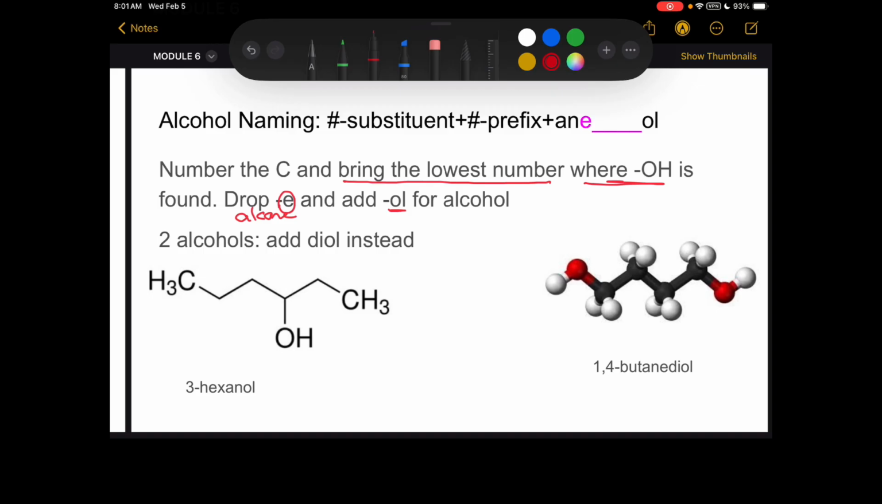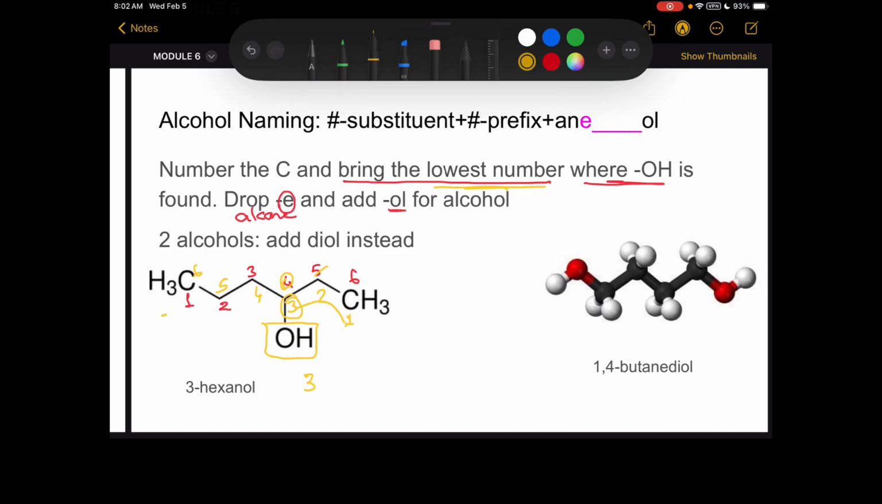So what does that mean? Let's count the carbons here. This is 1 carbon, 2, 3, 4, 5, 6. Well, I can also label from the other side, right? 1, 2, 3, 4, 5, 6. Which one makes sense? I want to give my OH the lowest number. So if I label from left to right, it brings it to number 4. If I label from right to left, the yellow coloring, it brings it to number 3. So then I have to pick number 3.